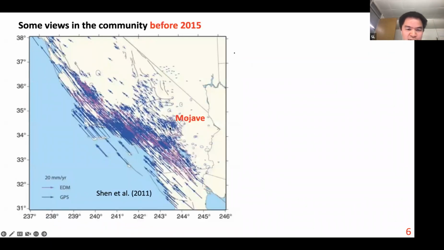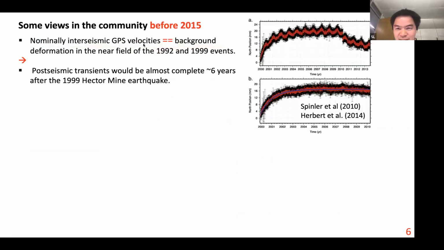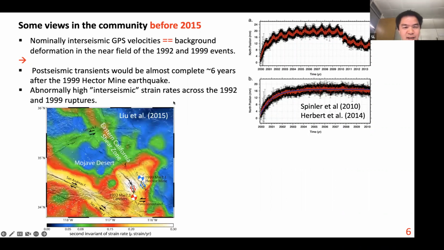Let's look at the GPS-derived velocity field for Southern California, this map. We look at the Mojave region. Before 2015, many colleagues believed that the GPS-derived velocity across the Landers and Hector Mine ruptures described the background deformation in the near field. In that case, we found that the postseismic transient would be almost complete only 6 years after the 1999 Hector Mine earthquake. For example, it's flat, you see. Also, using the GPS-derived velocity field, we get a very high strain rate in the epicentral area of the two events. You see here, the magnitude is comparable to that along the San Andreas Fault.